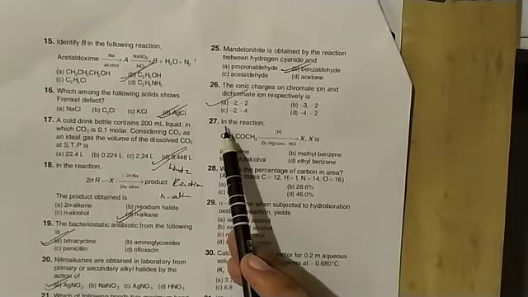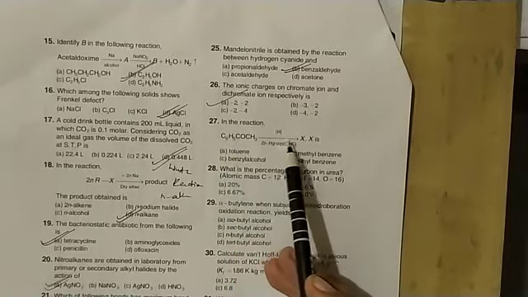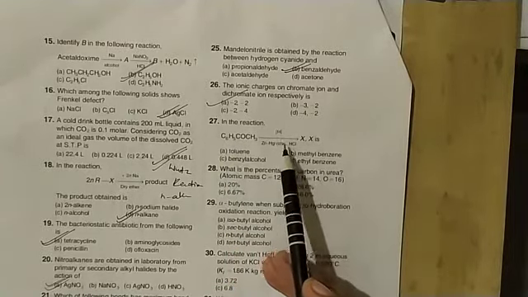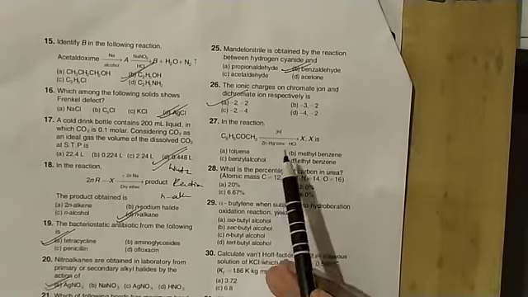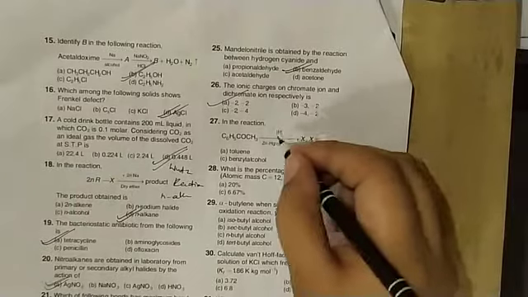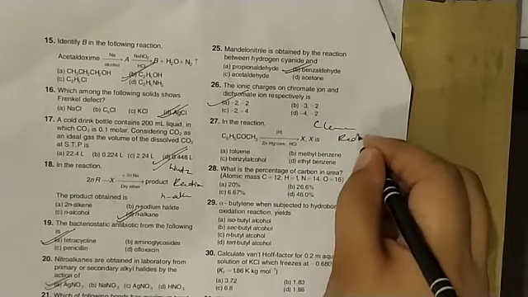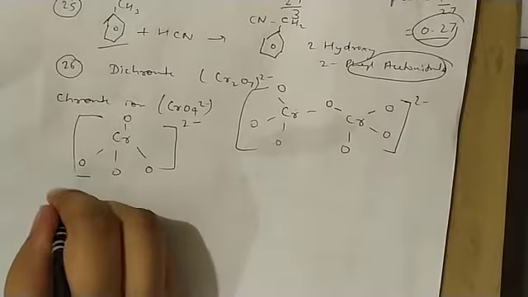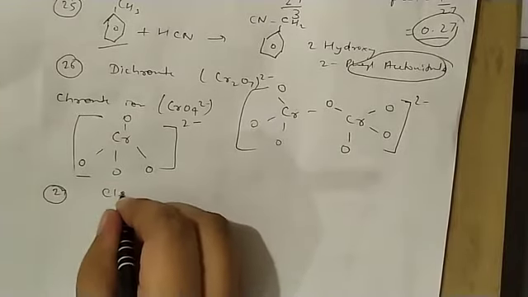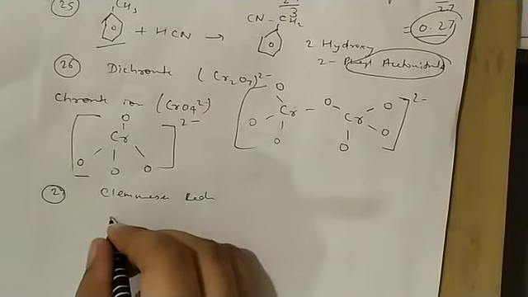Question number 27 is, in the reaction C6H5COCH3 is converted into X on reduction with hydrogen and zinc amalgam. The reaction shown is an example of Clemmensen reduction. Let us look at the reaction first. What will happen?